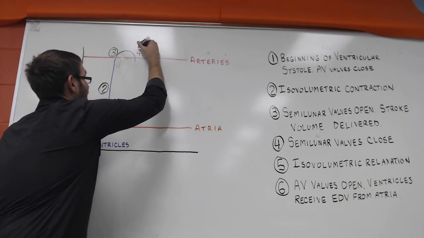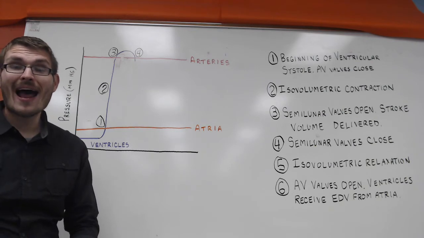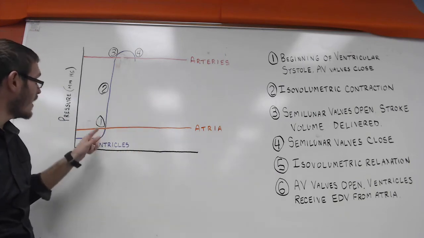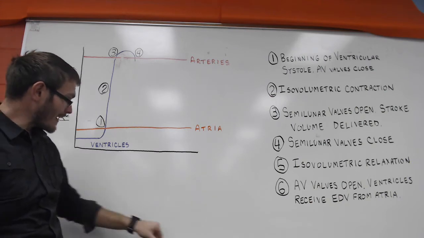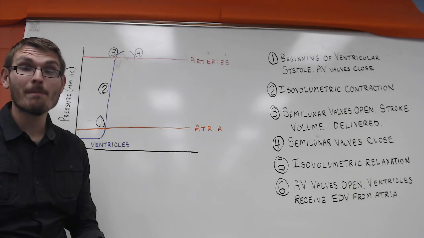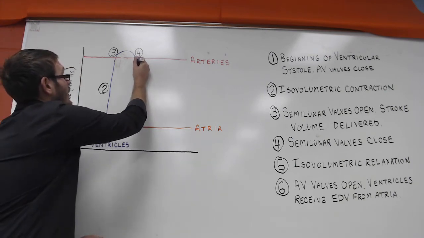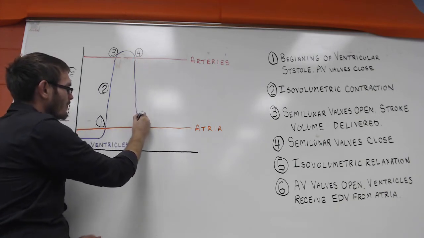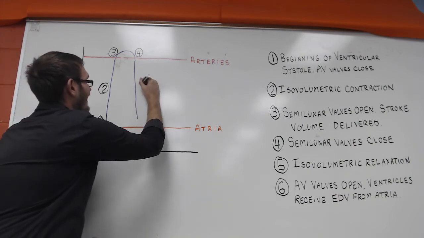So that will produce event number 4 here, in which the semilunar valves will close, and that is going to produce the second heart sound. The first heart sound was the closing of the AV valves. So now that the semilunar valves have closed again, we are back to the point where both the AV and the semilunar valves are closed. So this is going to cause the pressure to come way back down in the ventricle, and this is what we refer to as isovolumetric relaxation.